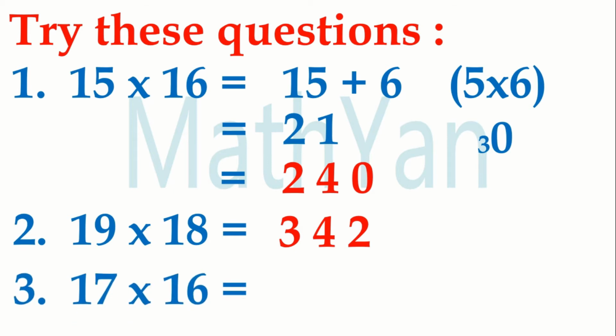Okay, what about this? 17 multiplied by 16. 17 plus 6 is 23. The last digit, 7 times 6, is 42. The 4 needs to carry. So 23 plus 4 is 27. So the answer is 272.